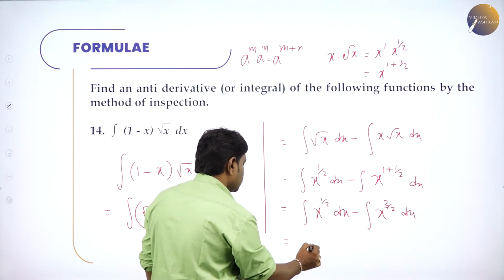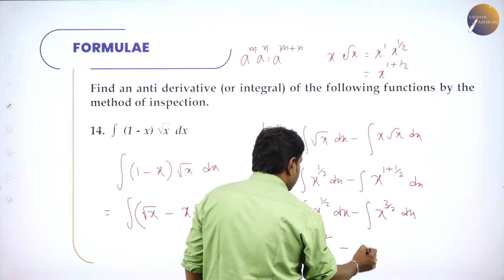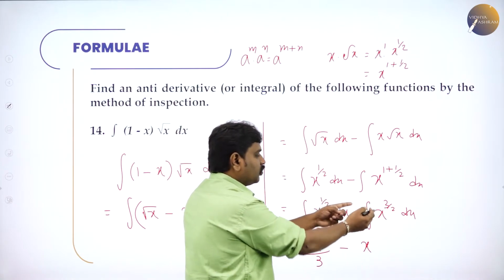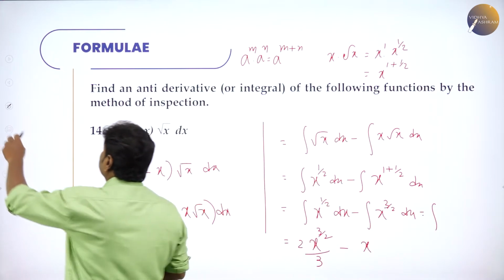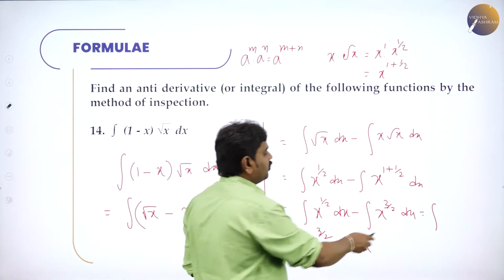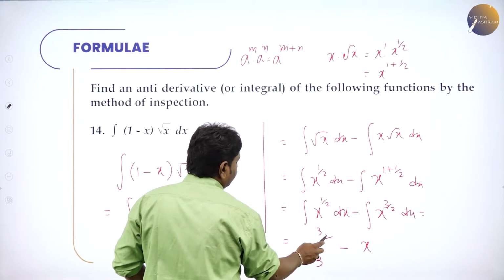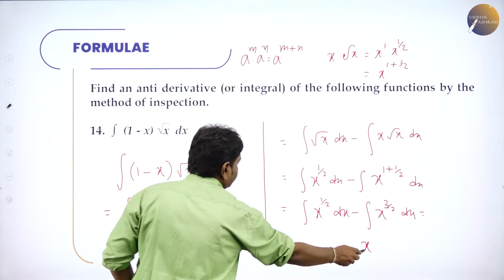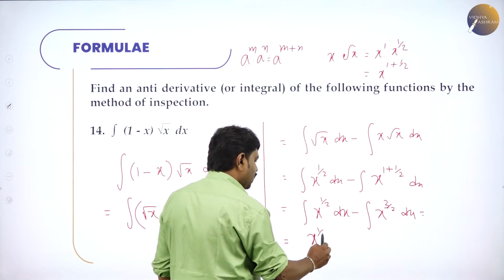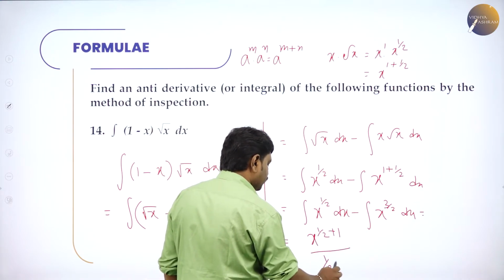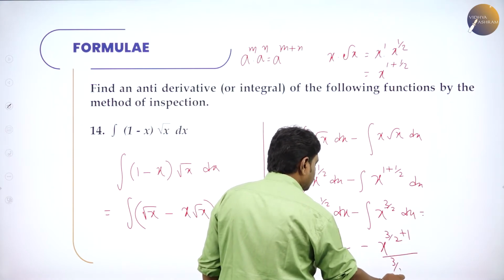Integration of x power half is x power 3 by 2 divided by 3 by 2, minus x power 3 by 2 plus 1, that is half plus 1, 3 by 2 plus 1. So one more step I skipped, I'll write it here. So after integrating, what is integration of x power n? Integration of x power n is x power n plus 1 by n plus 1. So I can write directly, or you can integrate it. Integration of x power half is x power half plus 1 divided by half plus 1, minus x power 3 by 2 plus 1 divided by 3 by 2 plus 1, plus c.